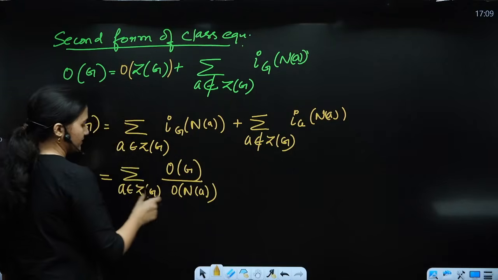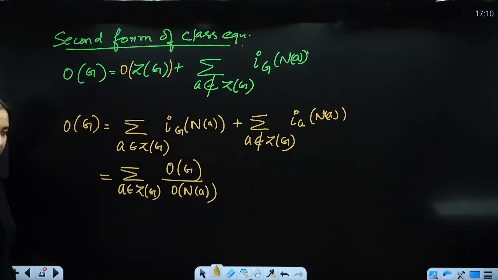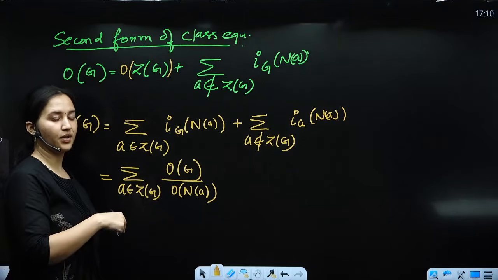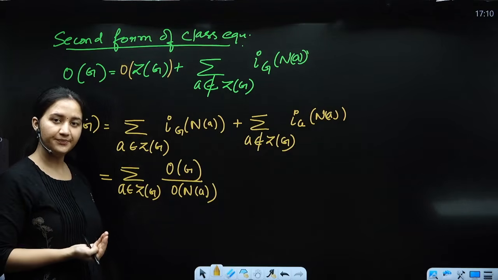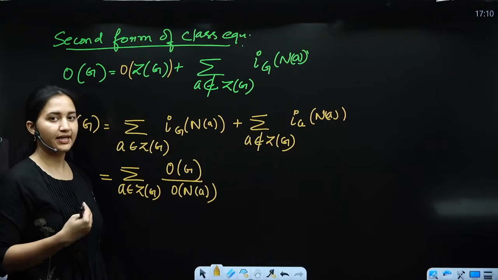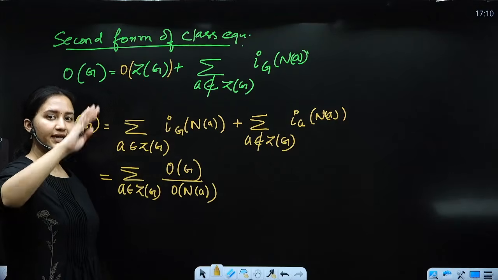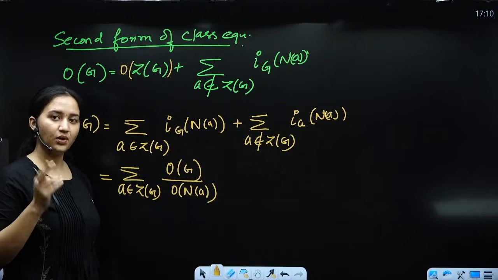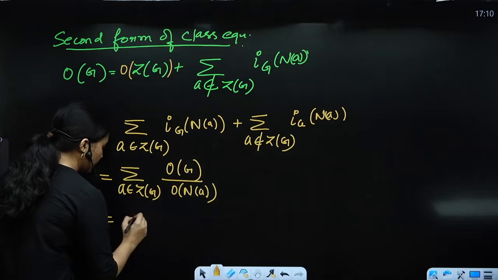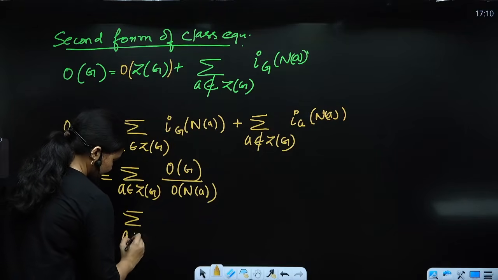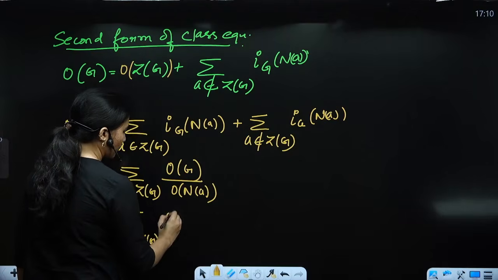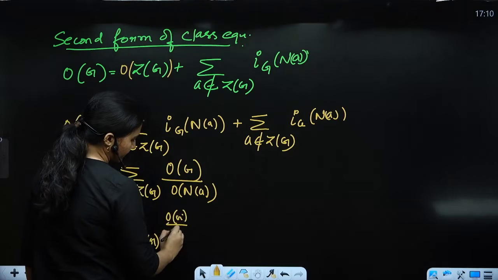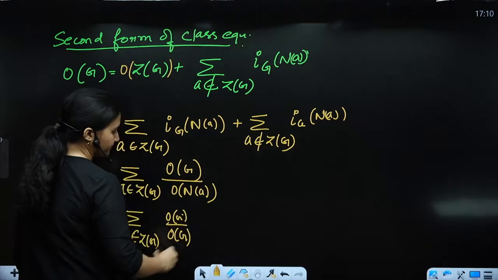Now, since the element is inside ZG, what is the order of NA? It is going to be order of G only, क्योंकि NA क्या होगा? Normalizer of an element is all the elements which are going to commute with it. Now, since A is an element of ZG which commutes with all the elements, the order of NA is going to be order of G only. So from here we are going to get, so this is going to give you order of G divided by order of G, right?